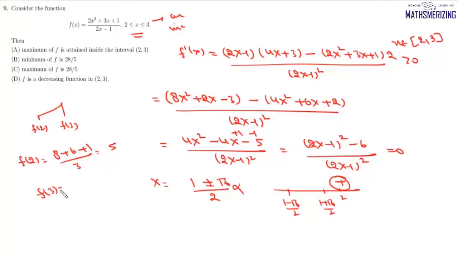And its maximum value will occur at x equals 3. And it will be 9 into 2, 18. 18 plus 9, 27. 27 plus 1, 28. 28 upon 5. So the maximum value of this function f is 28 by 5. And that's your option C.